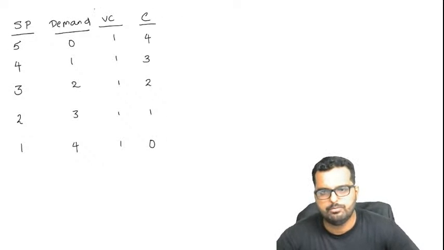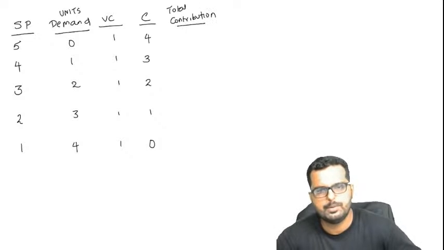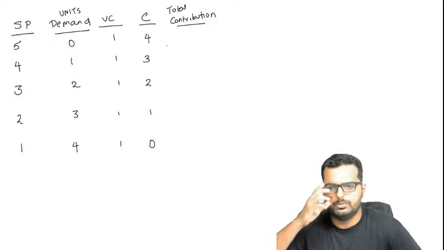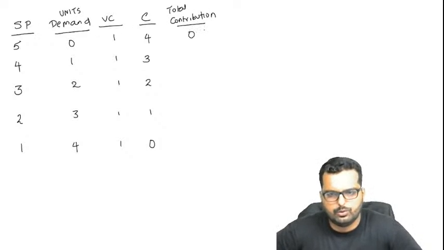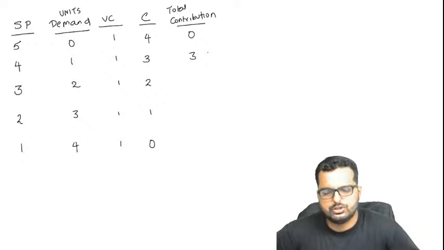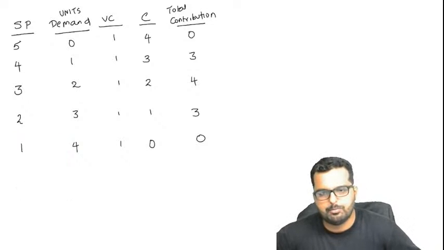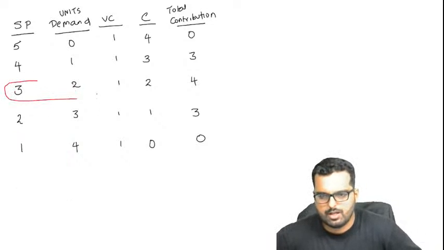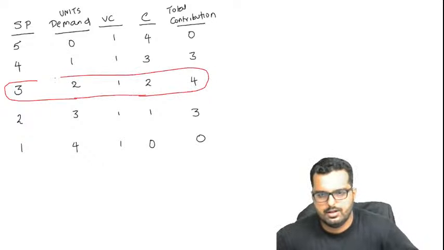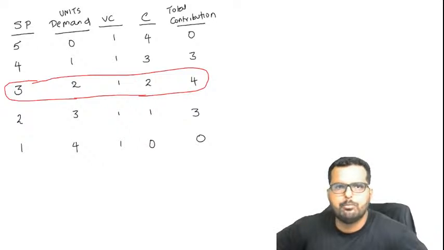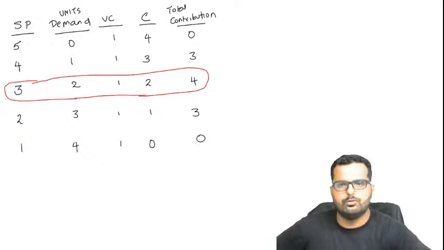Now, based on this, demand means it's the units that are demanded, right? Can I find out the total contribution? The total contribution over here turns out to be 4 into 0 will give you 0. 3 into 1 would give you how much? 3. 2 into 2 would give you how much? 4. 1 into 3 would give you 3 and 0 into 4 will give you 0. Can you tell me at what point am I making maximum profit? Can I say this is the point where I am making maximum profit? Right? Can you write down till here in your books now, friends?